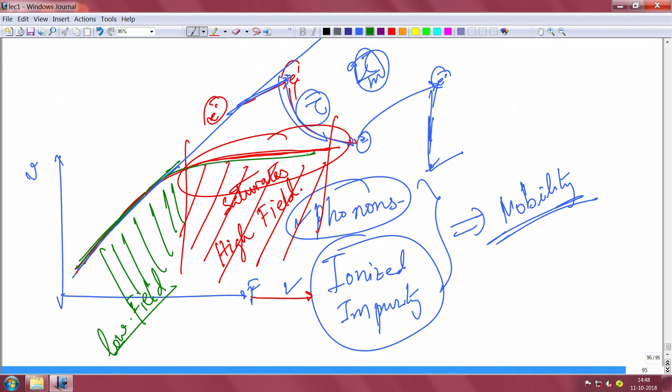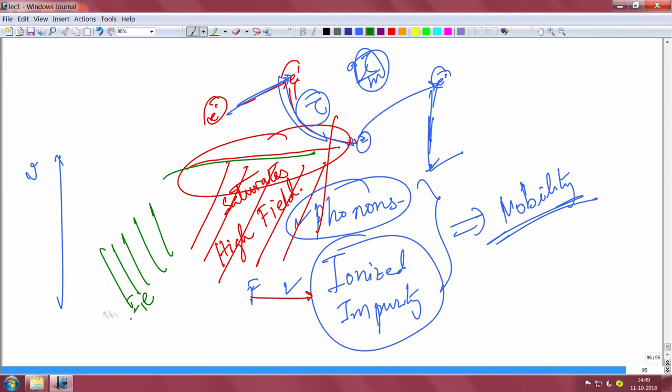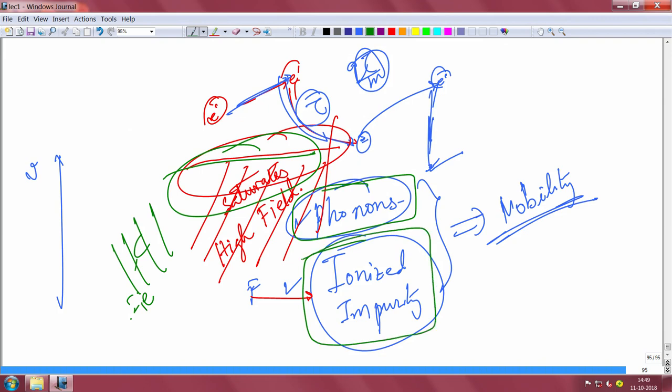There are many devices, transistors, that will operate in the low field regime, and many transistors that will operate in the high field regime. Those are the things we have to keep in mind as we go ahead. How electrons are scattered by phonons, and how electrons or holes are scattered by ionized impurities, is very important, because that will tell you how mobility will change. This is a very important concept that we have to understand. So in the next class, we'll take this up. We'll wrap up the class here.